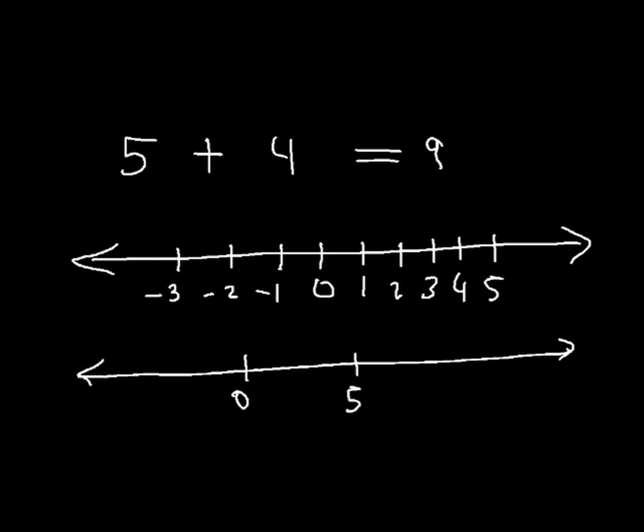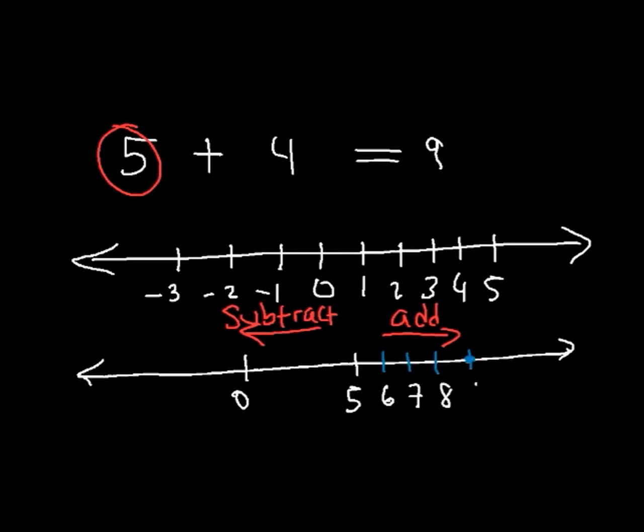Starting from 5, you want to add 4. If you wish to add, you need to go to the right. If you want to subtract, you need to move to the left side. So since you want to add 4, we're going to go 4 units to the right. So 1, 2, 3, 4, and we're going to stop here. So this is going to be 6, 7, 8, 9. Therefore, 5 plus 4 is 9.